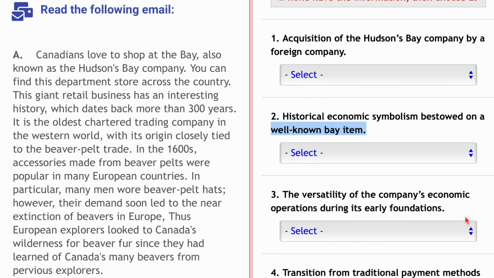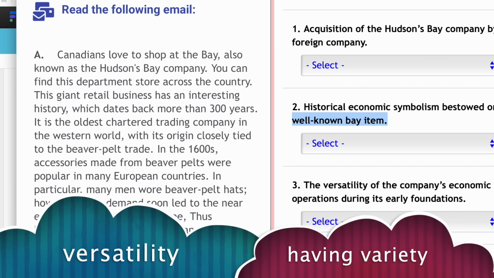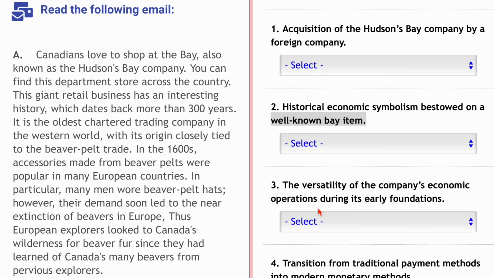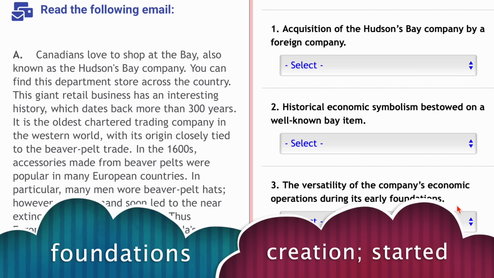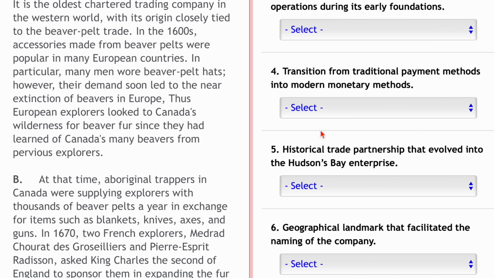Number 3, the versatility of the company's economic operations during its early foundations. The versatility, having variety. Okay, having variety means versatility. During its early foundations, during the early creation of that company. So, did it talk about the versatility of its products or operations in paragraph A? Not really. It didn't really talk about the products it was selling. No, I don't see that. So let's go on to number 4.